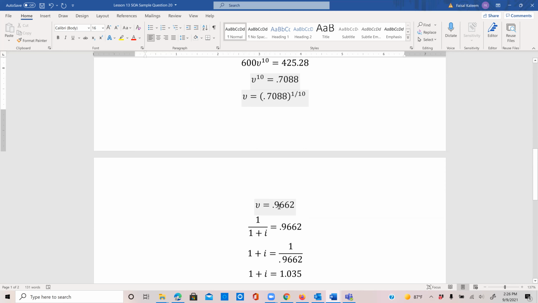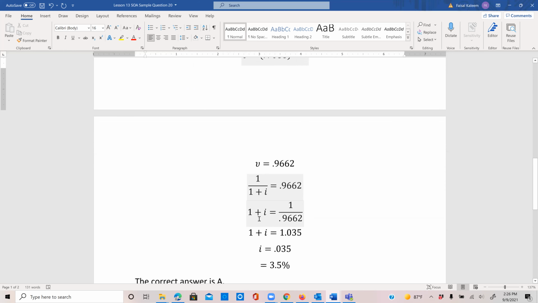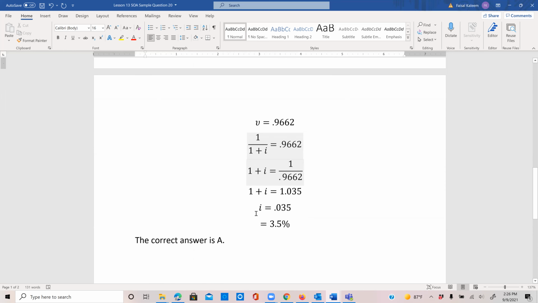The goal was to calculate I. We know that ν is equal to 1 over 1 plus I. Remember, ν is a discount factor, equal to 1 over 1 plus I. When we take the reciprocal of both sides, we get 1 plus I equals 1 divided by 0.9662, which is 1.035. Then you subtract 1. I comes out to be 0.035, which is 3.5%, and that's choice A.